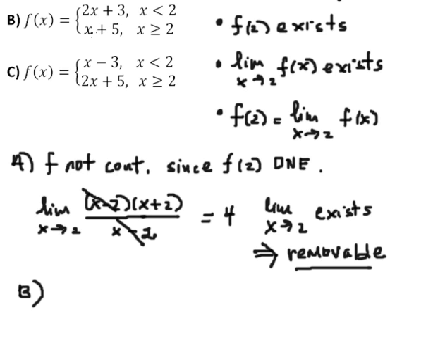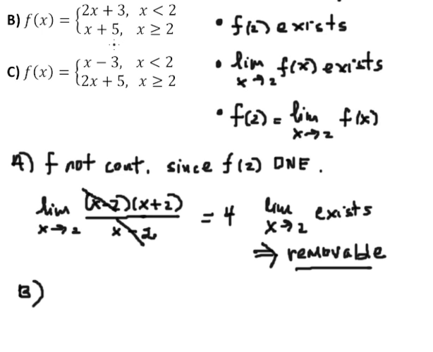Okay, in choice B, we have a piecewise defined function. For x less than 2, f of x is 2x plus 3. For x greater than or equal to 2, f of x is x plus 5. Now, we want to know if the function is continuous at x equal 2.